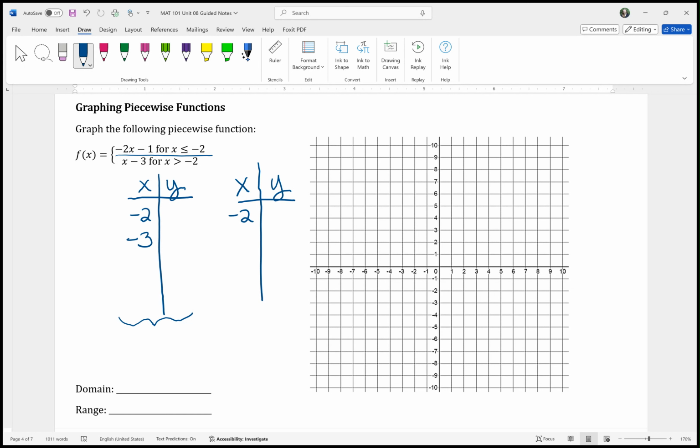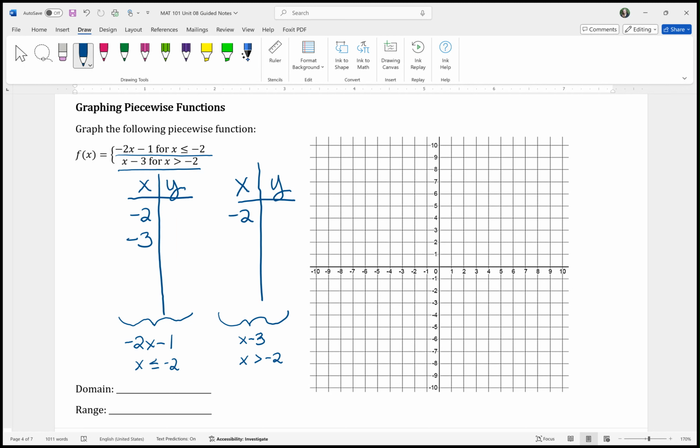Okay. The other one is the bottom function. Actually, let's write out the function for this first one. This first one is negative 2x minus 1, again, when x is less than or equal to negative 2. And this one is x minus 3 for x greater than negative 2.